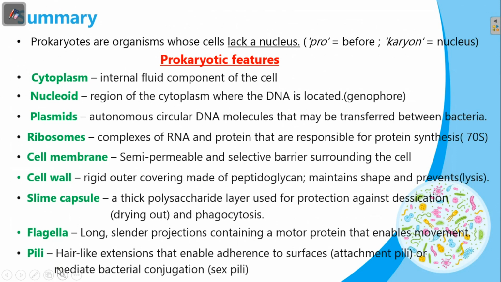Pili. These are hair-like extensions that come out from the bacterial cell and help in attachment. At the same time, some pili, called sex pili, help in bacterial conjugation. These are the important features of the prokaryotic bacterial cell.